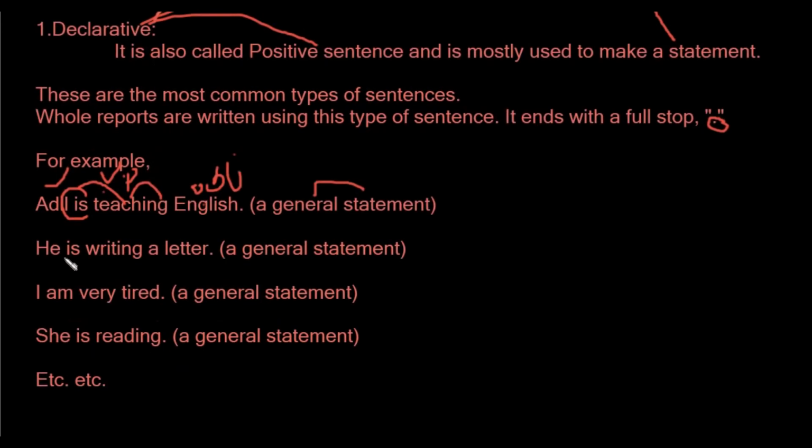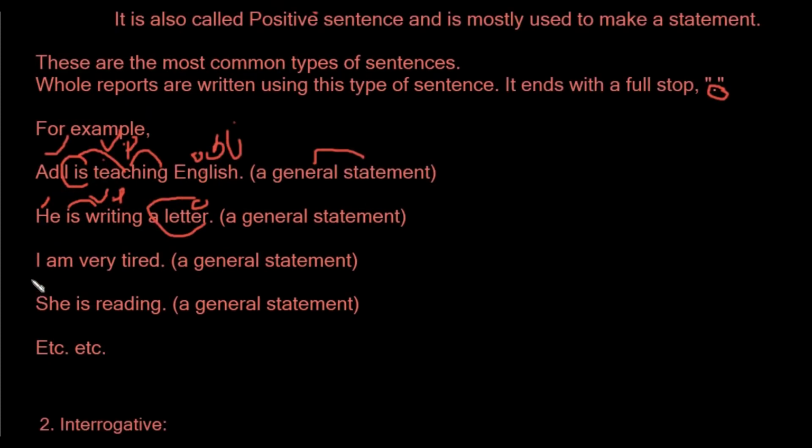The second sentence we have: he is writing a letter. So he is a subject, is writing is a verb phrase, and a letter is an object. Okay, so we have 3 things: subject, verb, and object, and it is also called the general statement. Then we have I am very tired. I subject, am stative verb, very adverb of degree, and tired is an adjective.